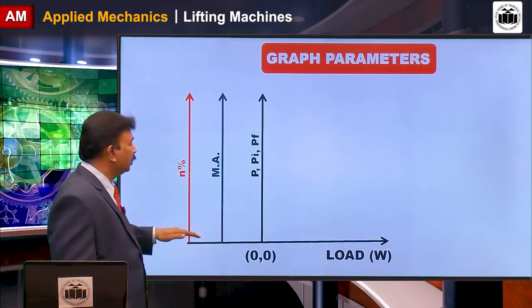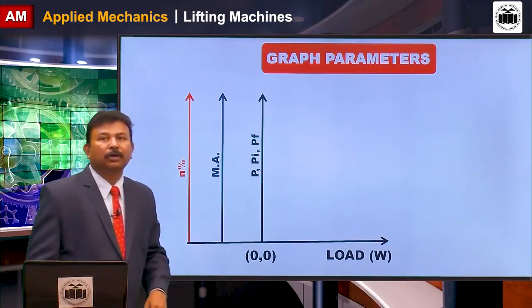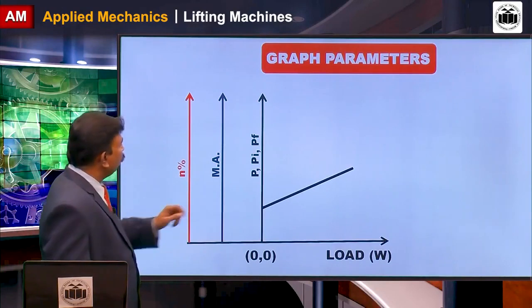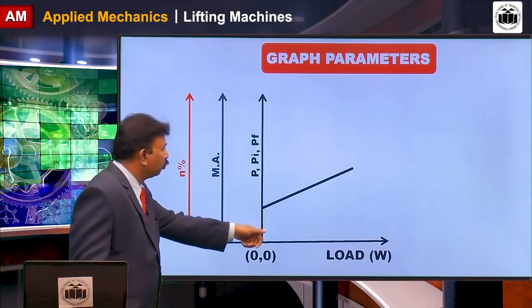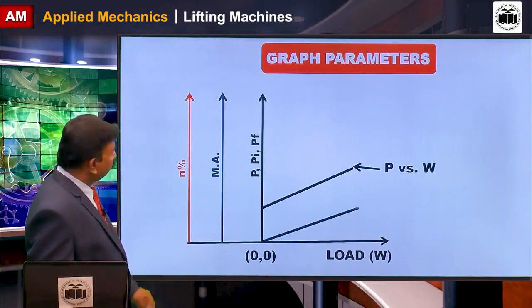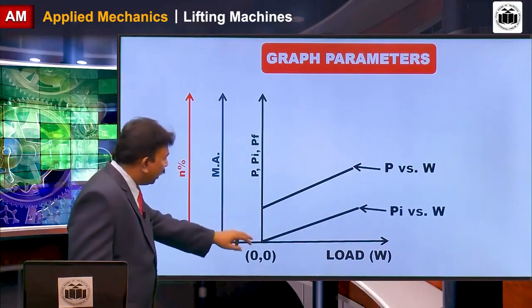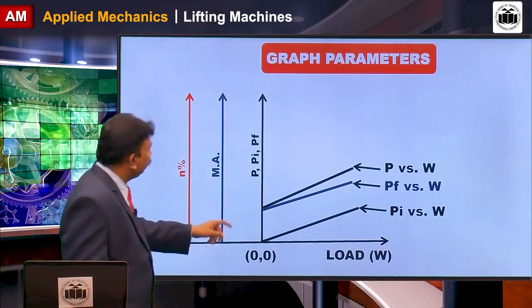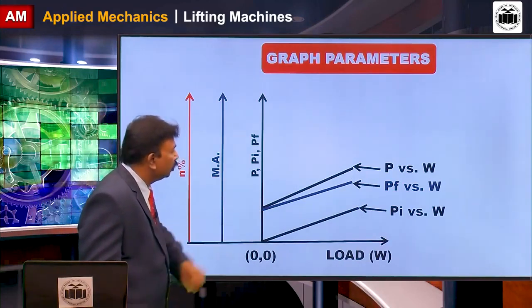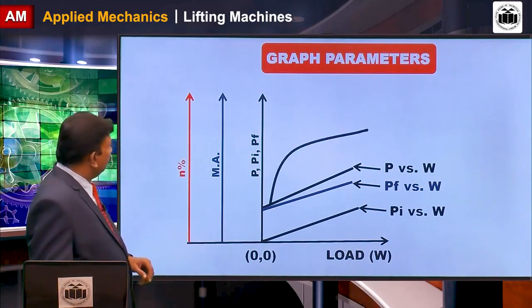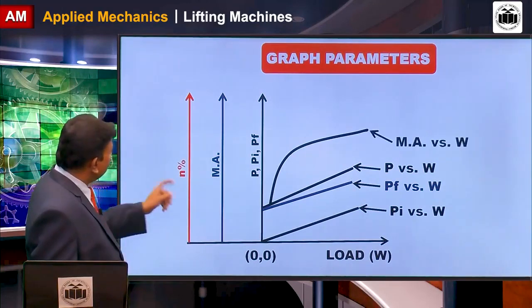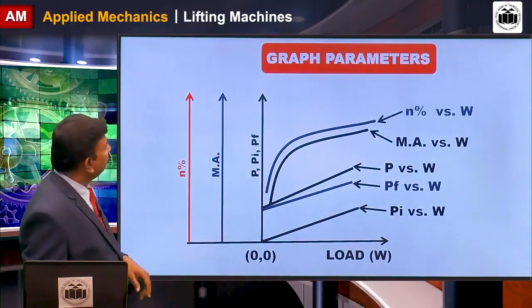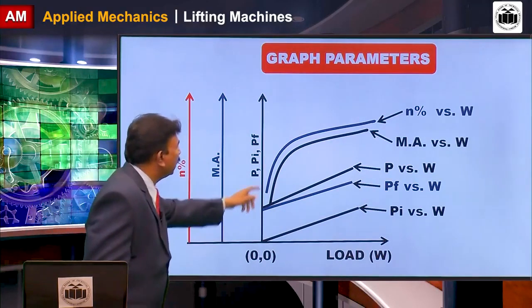And there is one common horizontal axis. It represents load W. Now, the first straight line I am getting is for actual effort versus load W. Second straight line I am getting is for ideal effort versus load W. The third straight line I am getting is effort lost in friction versus load W. When I plot the graph of mechanical advantage versus load, I am getting a curve. And when I plot the graph of efficiency versus load, again I am getting a curve.